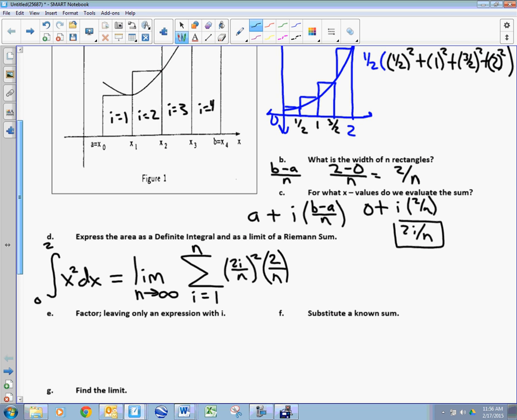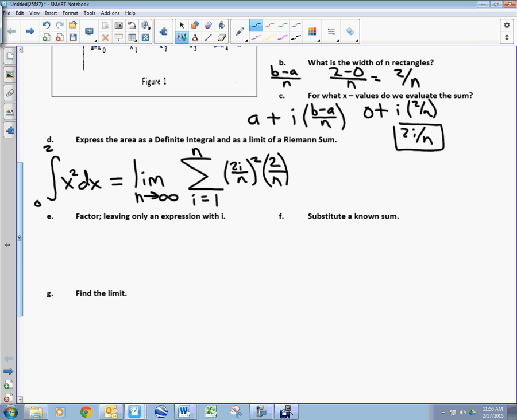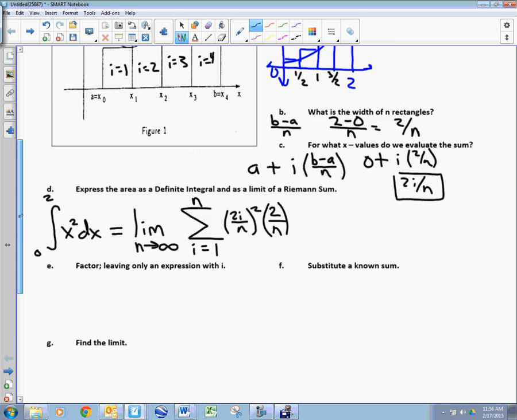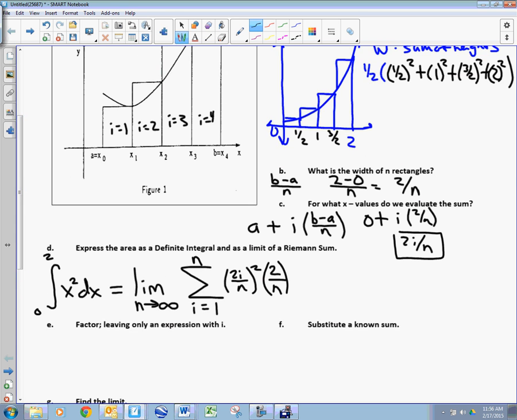What is n? N's the number of rectangles. How many would you like to do? 7? That's boring. I can do that in my sleep. I want to do an infinite number. Okay? So, no, i is the spot, is the rectangle number. So this is your first rectangle, second rectangle, third rectangle, fourth rectangle. In order to get the height, you take 2i over n and you square it. That will give you the height.